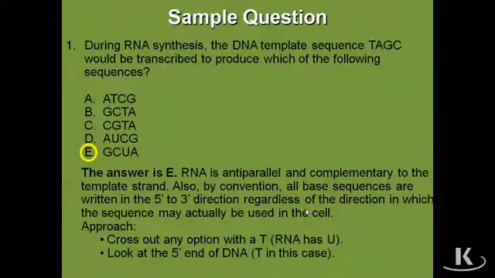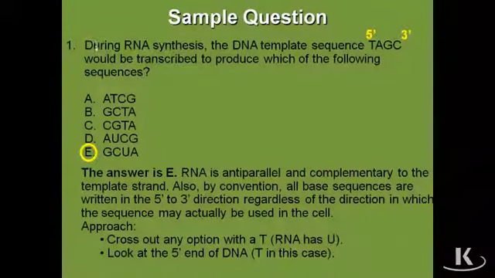Why is the answer E? Let's go through and explain why. So when given one of these types of questions, the way you need to approach it is to look at the sequence and draw in which end is the 5' and which end is the 3' end. Okay, you need to draw in which is the 5' and which is the 3' end, and having done that, you can now approach answering this question in a logical way.